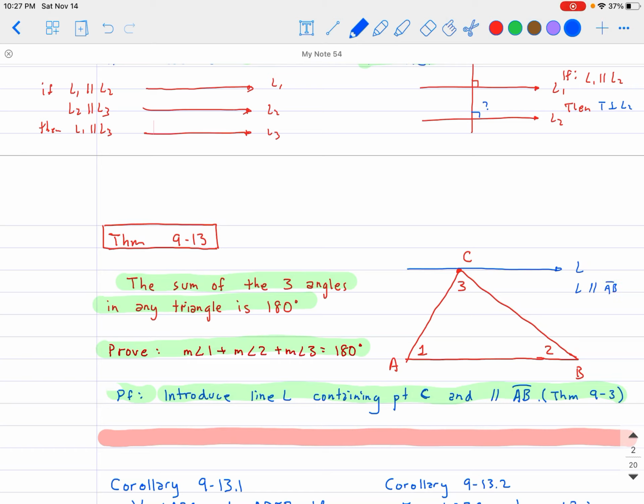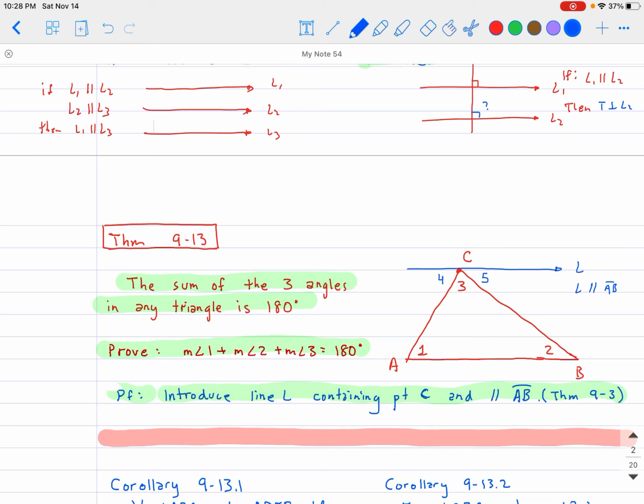And according to what's said, this line L is supposed to be parallel to AB, the line that's below. So note what's happening now is that I have created a few more angles. So let me go ahead and introduce them. Let me call this one out here number 4, and then this one out here is number 5. And in addition to what we have in the picture, you can probably see that there are some alternate interior angles.